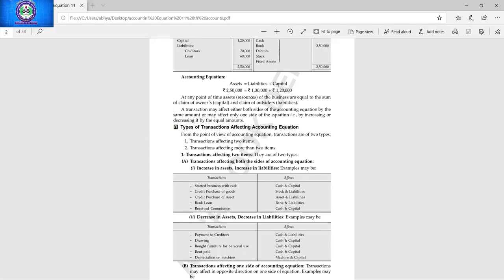Tell me, Ma'am, cash account. Asset, very good. Yes, now Chirag, question for you.